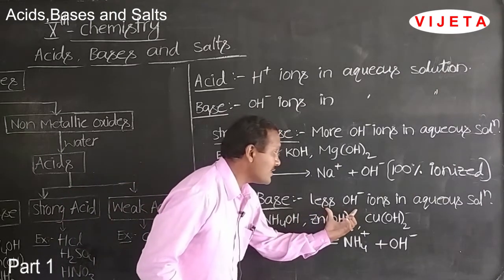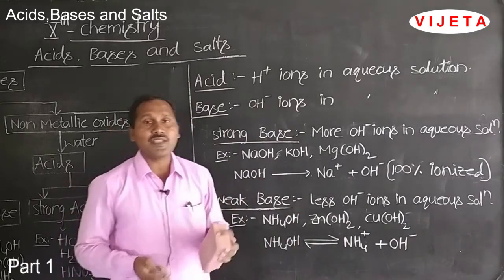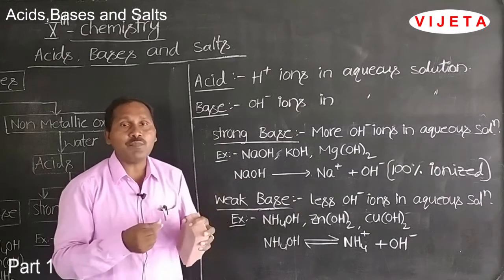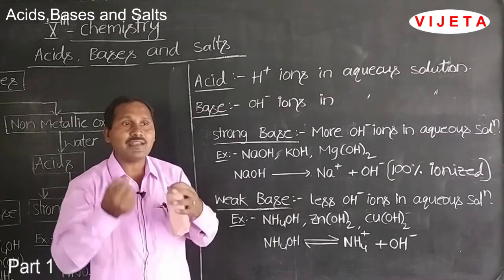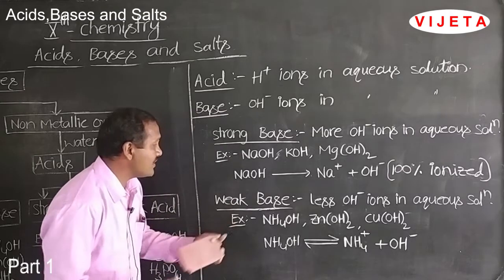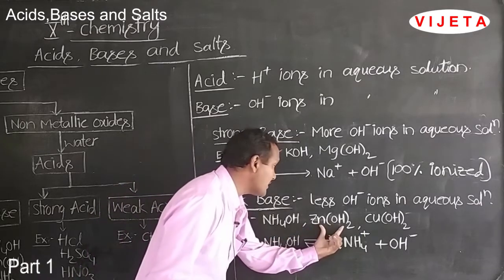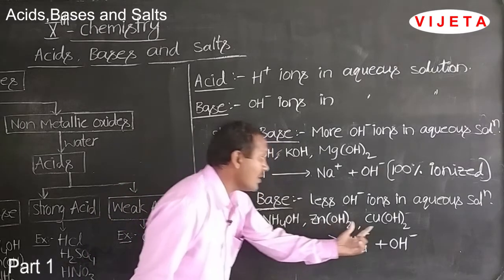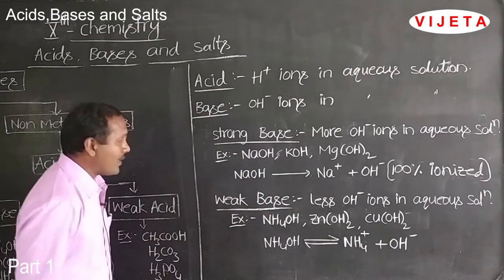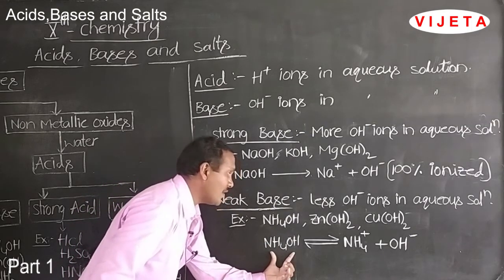So, simply, fewer OH minus ions in aqueous solution, or otherwise we can say a substance which is incompletely ionized. Incompletely ionized means less than 100% ionized. Some examples of weak bases are ammonium hydroxide NH4OH, zinc hydroxide Zn(OH)2, and copper hydroxide Cu(OH)2. I will take one example, NH4OH, ammonium hydroxide.